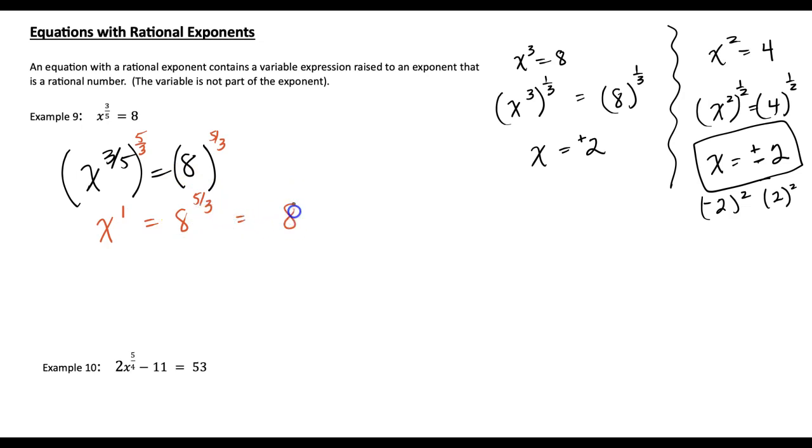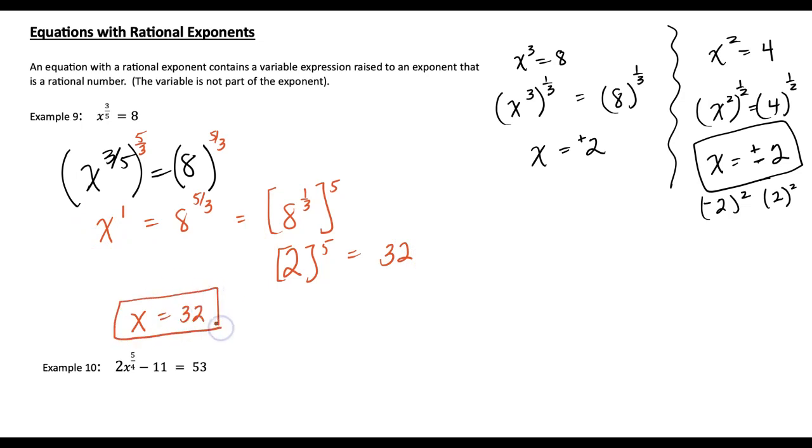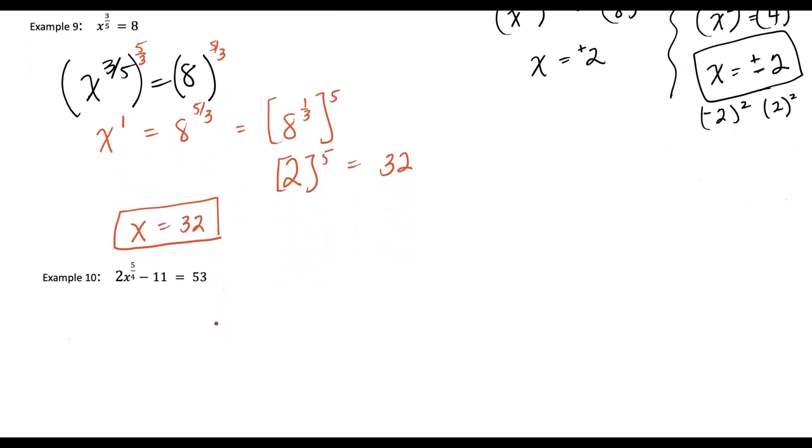I'm going to simplify this by doing the 1/3 exponent first, and then the exponent of 5. And 8 to the 1/3 power is 2. Raising that to the 5th power, we get 32. So back here we have x equals 32. Let's take a look at example 10.